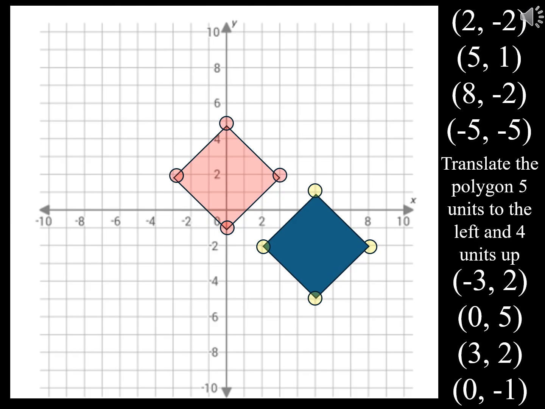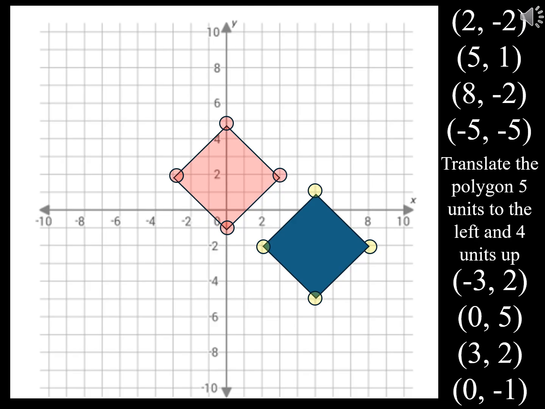Now we're going to go ahead and look at those y coordinates, and our y instructions were 4 units up. So to every y, we are going to add 4. So we've got -2 plus 4 is 2. 1 plus 4 is 5. -2 plus 4 is 2. And then -5 plus 4 is -1. And those are our new points to be able to plot to get our polygon.